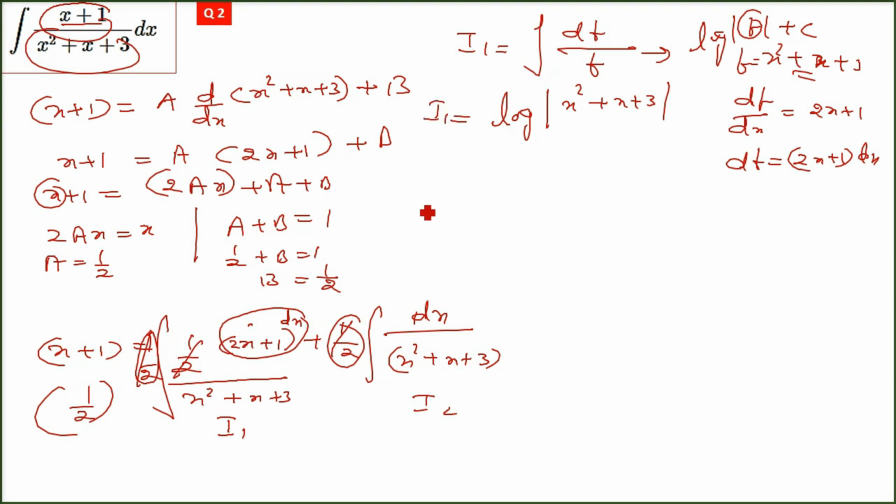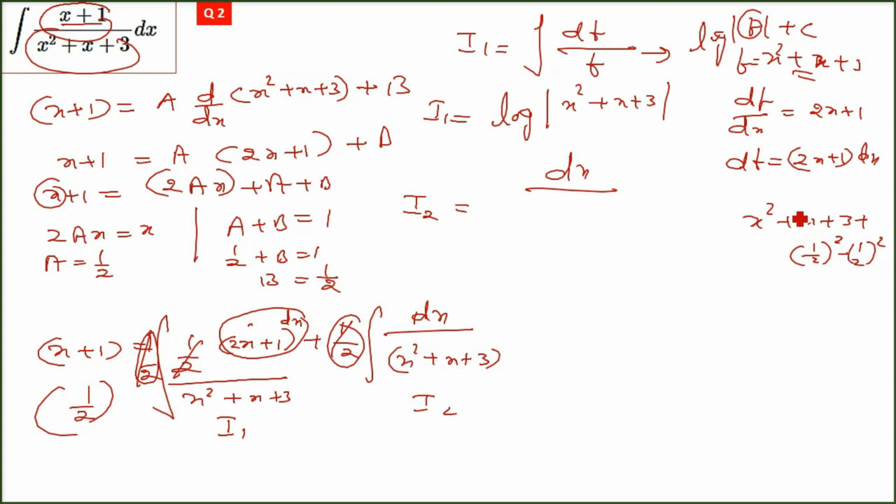I1 we have got. Now this I2 is what? dx by x square plus x plus 3. So dx by x square plus x plus 3, let me write it as x square plus x plus 3. We have to make it a perfect square. What is the coefficient of x, which is 1? Divided by 2, it will be 1 by 2. Square it, 1 by 2 whole square. Add it, subtract it. So I'm adding and subtracting 1 by 2 whole square to this term.